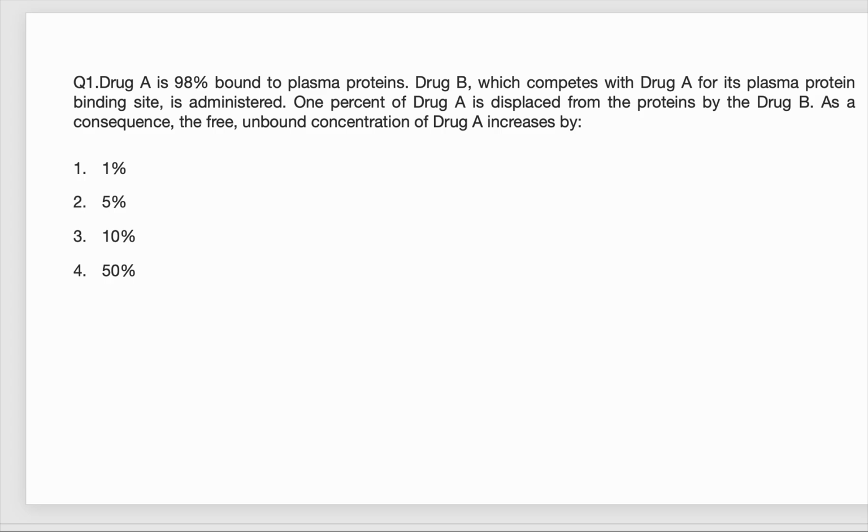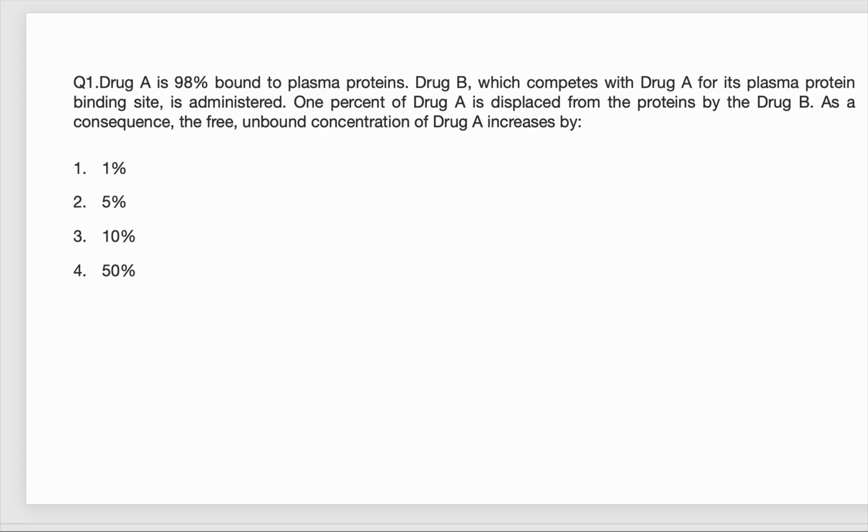This question is from your week 6 assignment. The question was: a drug A is 98% bound to plasma protein. Drug B, which competes with drug A for its plasma protein binding site, is administered. 1% of drug A is displaced from the protein by drug B. As a consequence, the free unbound concentration of drug A increases by. So they are talking about drug A and drug B.